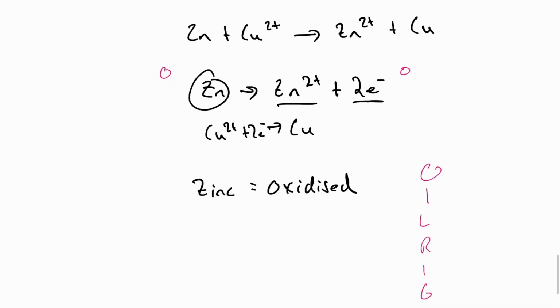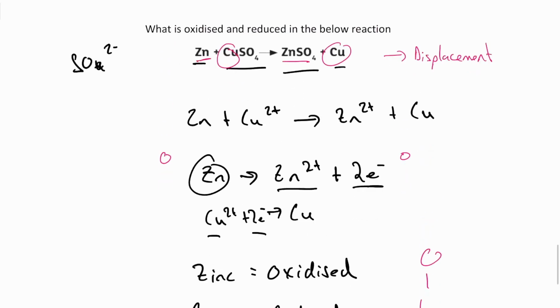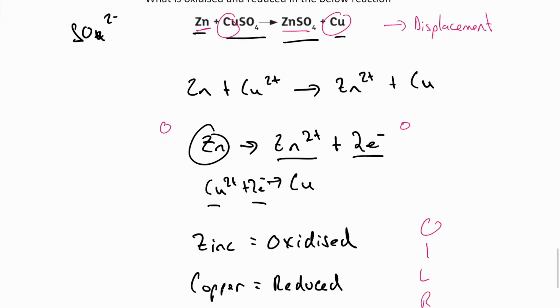And then the other thing was the copper, and so obviously if the zinc has been oxidized, that means the copper has been reduced. But let's take a look at it. The copper gained 2 electrons, so reduction is gain. So because it's gained 2 electrons, we can therefore say the copper has been reduced. Okay, so that is a redox reaction taken from the start to the finish to see exactly how that worked.